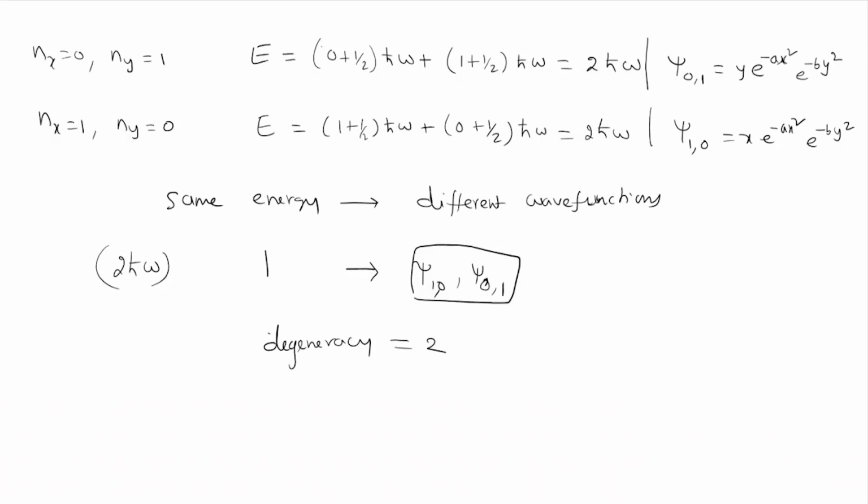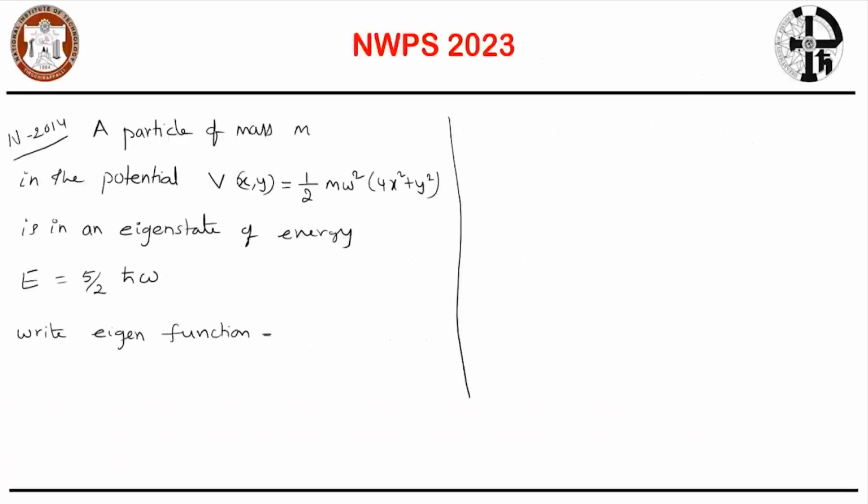Let's do one problem and let's look at it. So here is the problem. A particle of mass m is in the potential V(x,y) = ½mω²(4x² + y²). It's in the eigenstate of energy E = 5/2 ħω. So they're asking you to write the eigenfunction. Sometimes they will give you options A, B, C, D, and you pick out the correct eigenfunction. So let us look at it carefully.